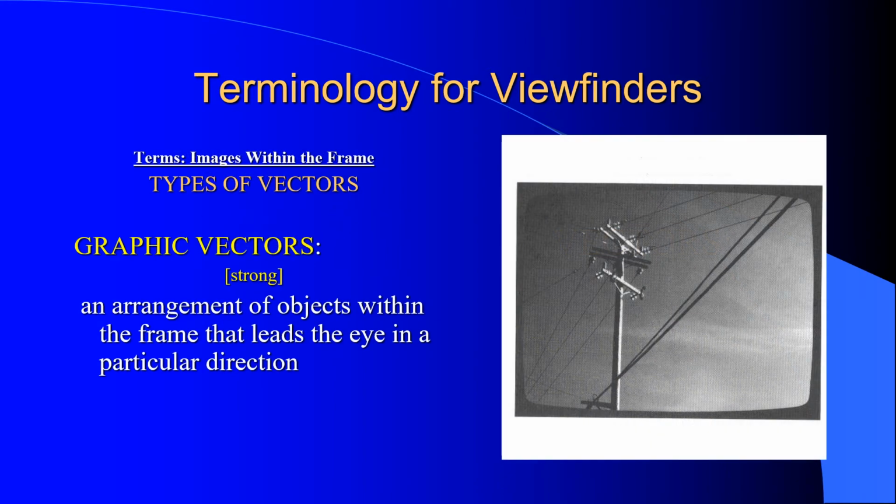The first of these are graphic vectors, and these are the strongest lines that grab our eyes' attention and make our eyes move around the frame. If you look at the image on the right here, the first thing you looked at probably was the telephone pole, because it has a lot of different angles to it, has a lot of different objects on it. It's also the brightest part. It has the big white reflection of the sun here.